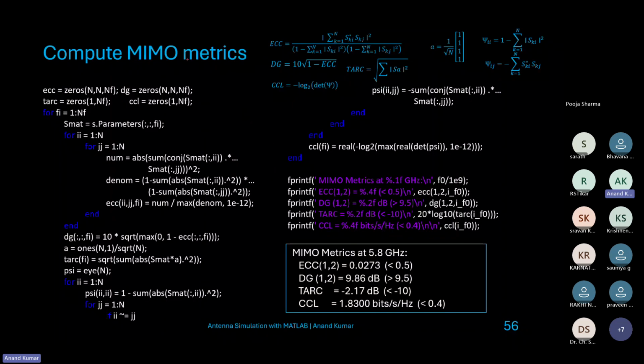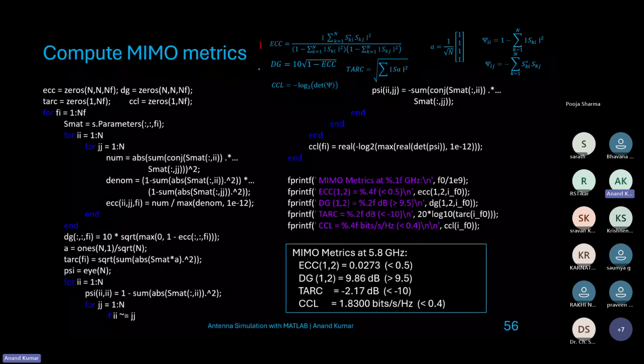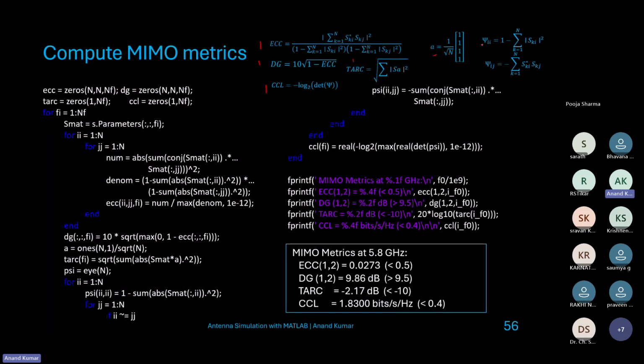So how to compute these? I've listed the formulas over here: ECC, diversity gain, TRC, and CCL, and the parameters that are needed to calculate these. We first initialize the variables to store them: ECC, DG, TRC, and CCL. Then to calculate ECC, we have summation over here. We have again summation over here, summation over here.